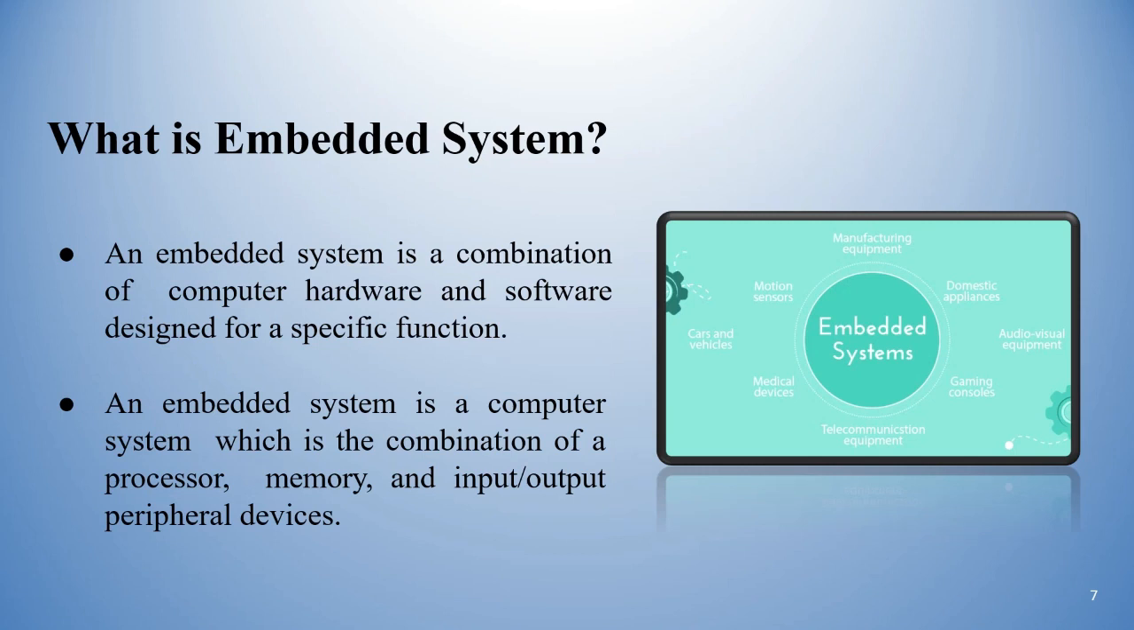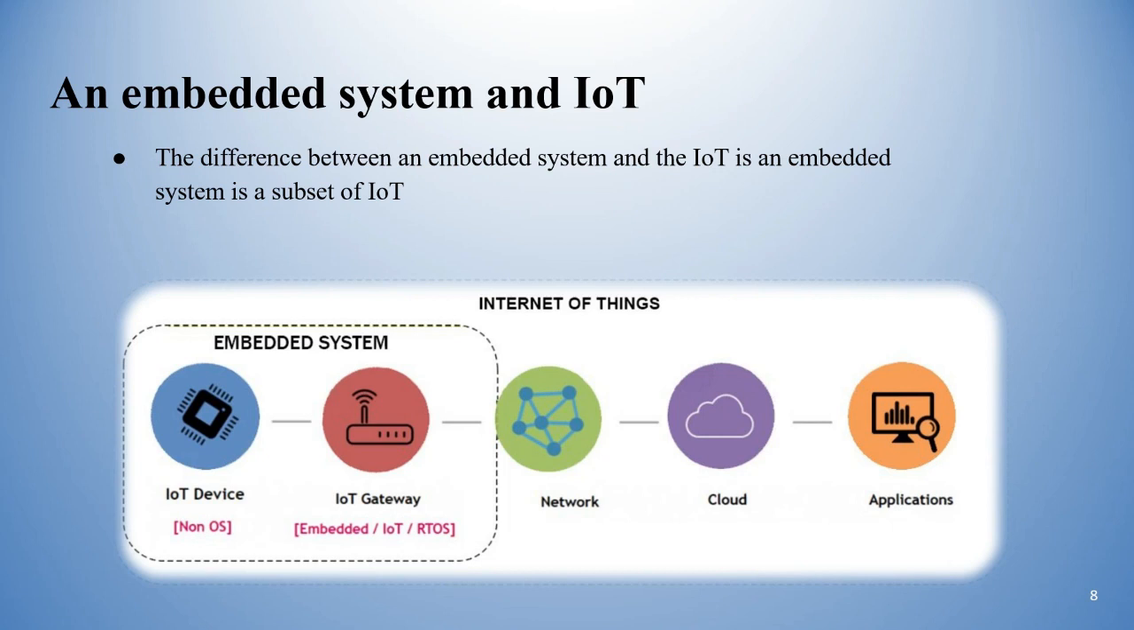Next, you may have a question: what is an embedded system? The answer is, an embedded system is a combination of computer hardware and software designed for a specific function. An embedded system is a computer system which is a combination of processor, memory, and input output peripheral devices.